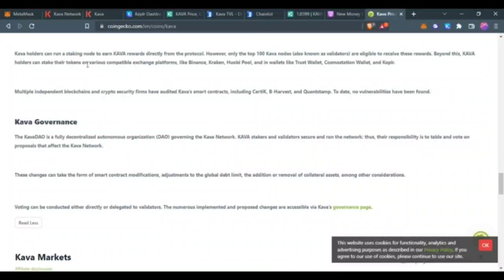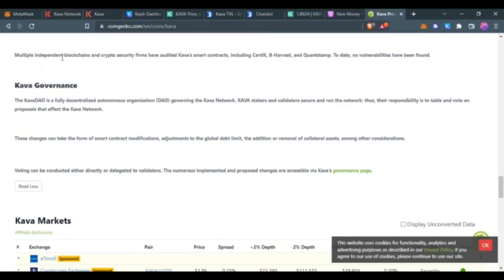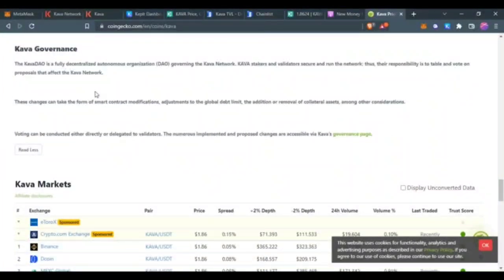Beyond this, Kava holders can stake their tokens on compatible exchange platforms, such as Binance, Kraken, Huobi Pool, and then wallets like Trust Wallet, Cosmostation Wallet, and Keplr, which is what we'll be using today. Multiple independent blockchain and crypto security firms have audited Kava's smart contracts, including CertiK, Harvest, and QuantStamp. To date, no vulnerabilities have been found, and Kava's never been hacked either. The Kava DAO is a fully decentralized autonomous organization governing the Kava network. Kava stakers and validators secure and run the network.